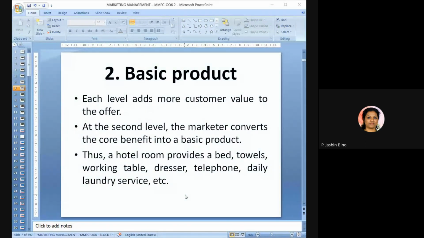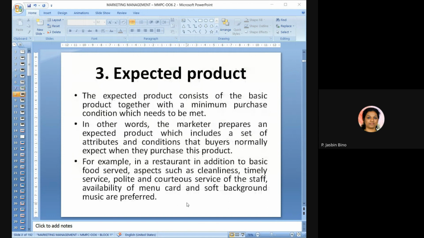A hotel guest will normally be buying rest and sleep. That rest and sleep is the core benefit, but the hotel room provides him with a bed, towels, working table, dresser, telephone, daily laundry service, etc. These are the basic products. The next one is the expected product.